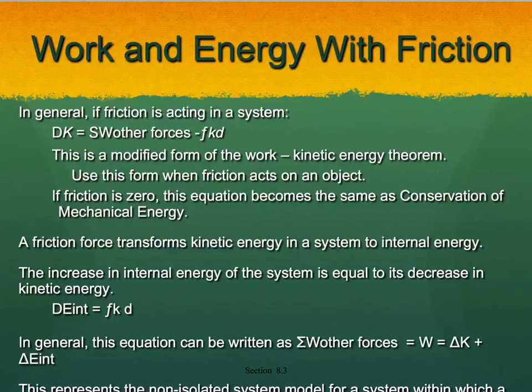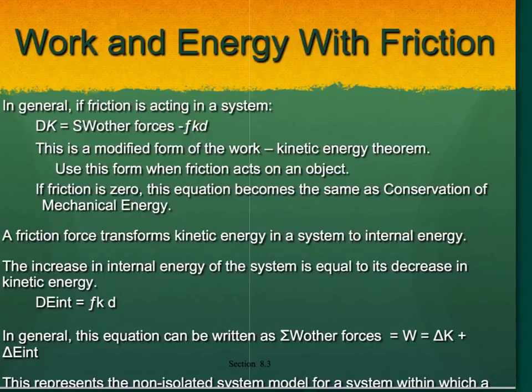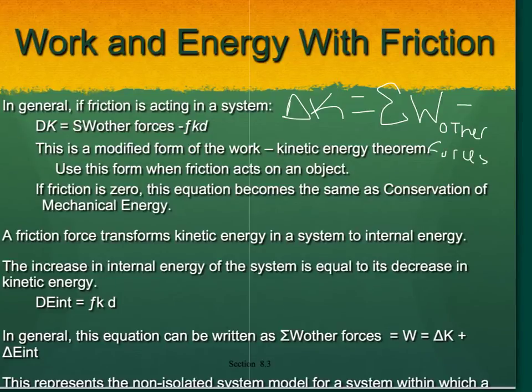Okay, so let's say then that we have a problem where friction is now acting on a system. If we run into that, then we can say that delta K, the change in kinetic energy, is equal to the sum of the work done by all of the other forces minus that frictional force times the displacement that the frictional force has gone through.